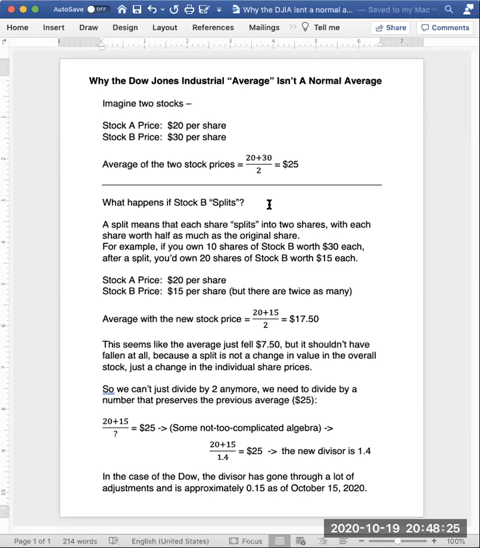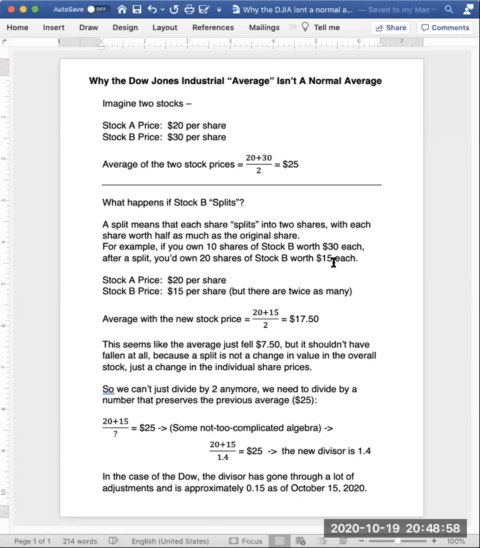And that means that if originally you had 10 shares of stock B, which are worth $30 each, you'd now own 20 shares, twice as much of stock B, worth $15 each. The important thing to keep in mind is you don't have any extra value. 10 shares at 30 is 300. 20 shares at 15, also $300. So the value of the stock hasn't changed. It's just how you describe it.